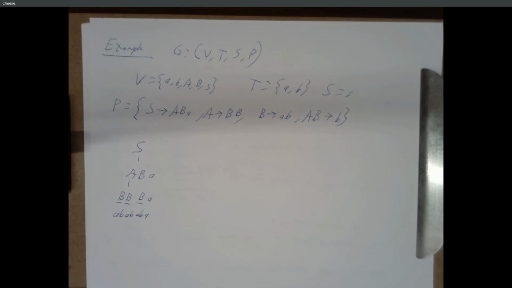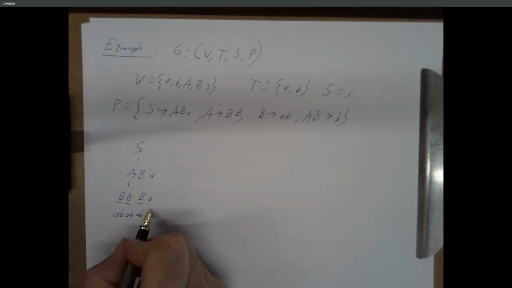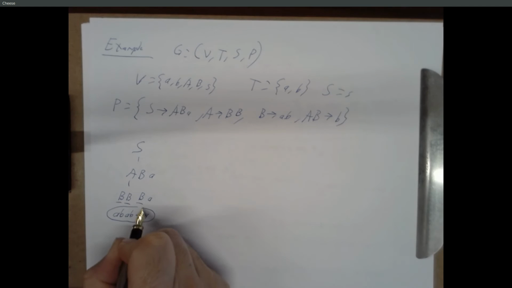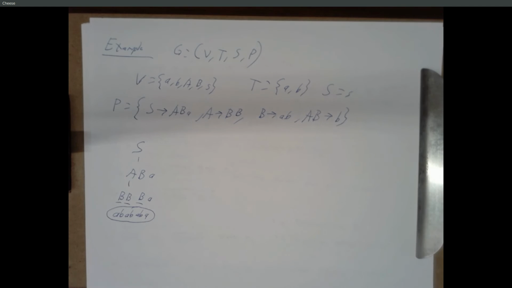And now we have a string consisting only of terminal symbols. And once we have a string that we got from our start symbol using these production rules, and it consists only of terminal symbols, that's part of our language. So this is one word in our language, ABA.